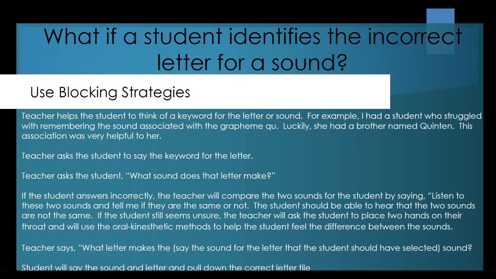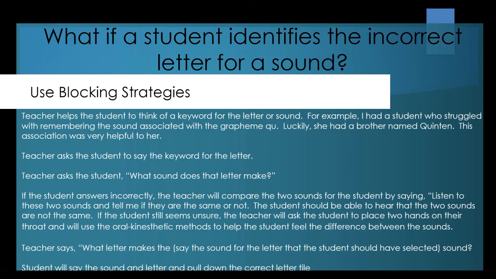But let's say things don't go exactly as you planned. What if the student identifies the incorrect letter for a sound? Then we have some blocking strategies. This is where those cards that we made using the kinesthetic method come in. We have their card pile. So if they incorrectly identified P, for example, then we could take that keyword from their card, because we know they made the keyword pie for the letter card P. And so we would say, think of your keyword for the letter sound.